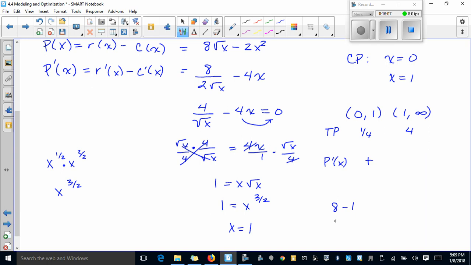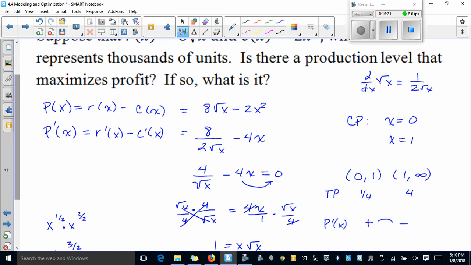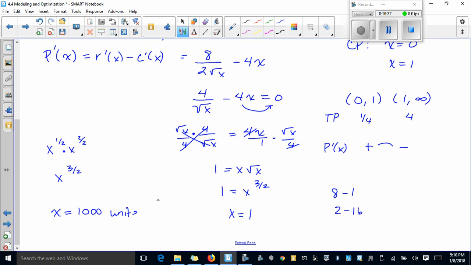So the question was, is there a production level that maximizes profit? Yes, there is. And so what is it? It's 1,000 units. 1,000 units will maximize profits. There you go. You cannot say x equals 1. You can't say when x equals 1 because they tell you these are in thousands of units. Okay, thousands of units. Make sure you pay attention to simple stuff like that. That can be really bad for you to miss something like that.